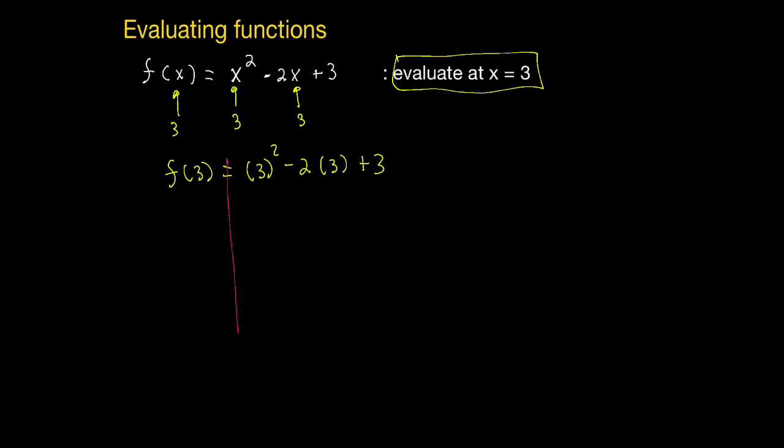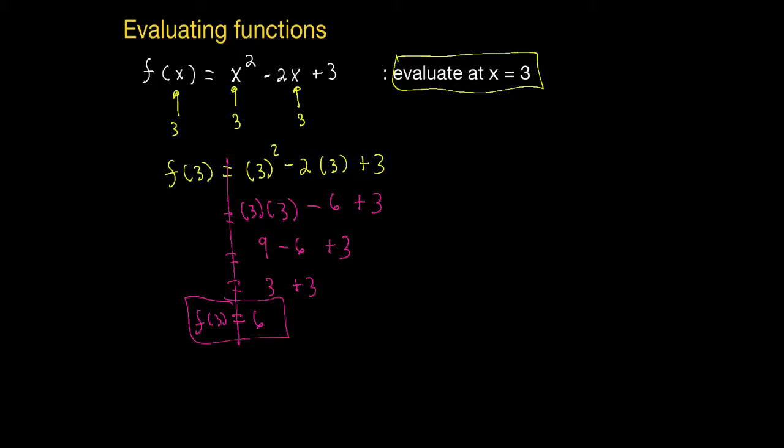And if we evaluate the right hand side, 3 to the second power is the same thing as 3 times 3, minus 2 times 3 is 6, plus 3. And then we get that 3 times 3 is 9. And then we subtract 6 plus 3. 9 minus 6 is the same thing as 3, plus 3. And then we get 6. So f of 3 is the same thing as 6.